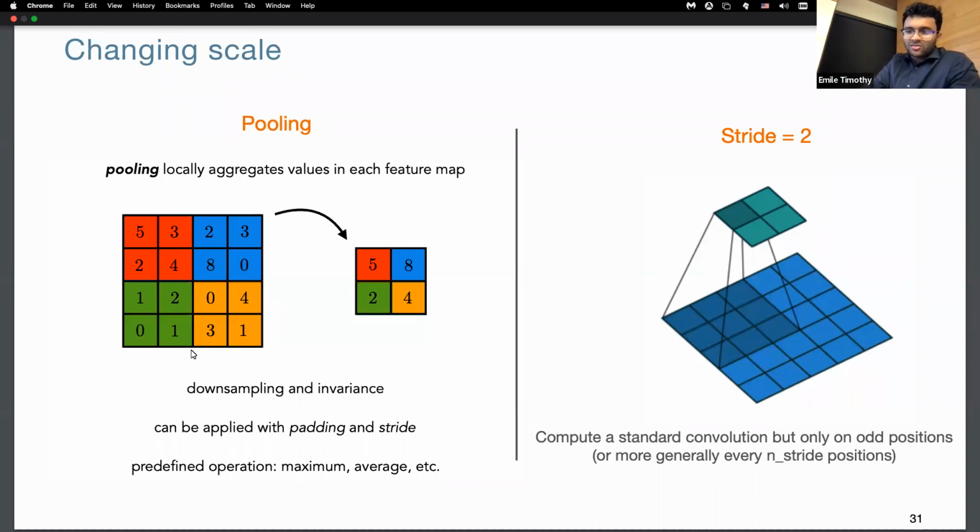And then we spoke about stride, which is where you define how many pixels you shift your filter by each time. So on stride equals 2, you're computing a standard convolution, but only in odd positions. So you start at the first pixel and then you move to the third pixel and so on. Whereas with stride 1, you're doing the operation on every single pixel.